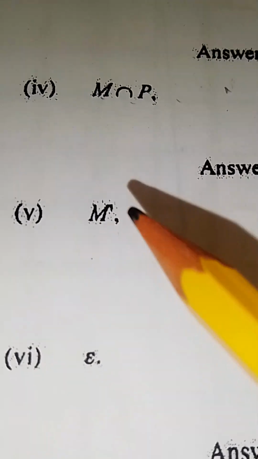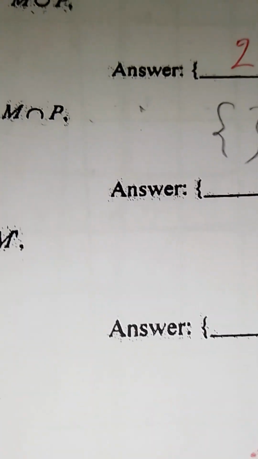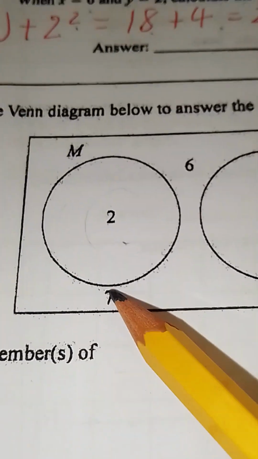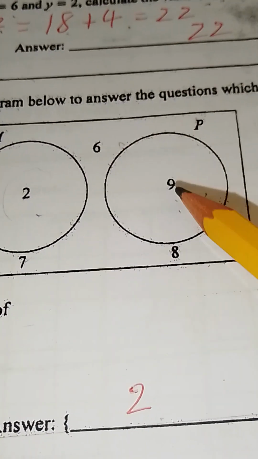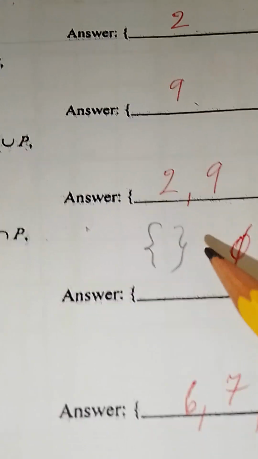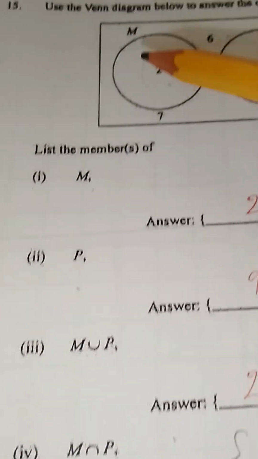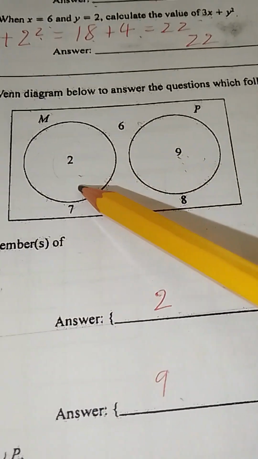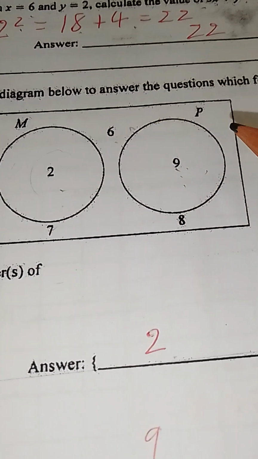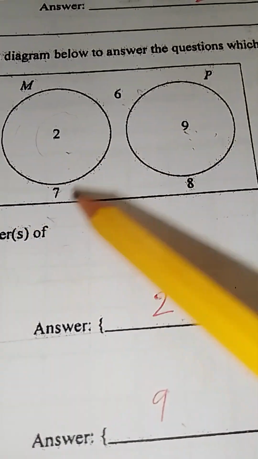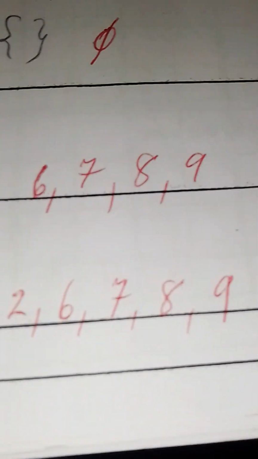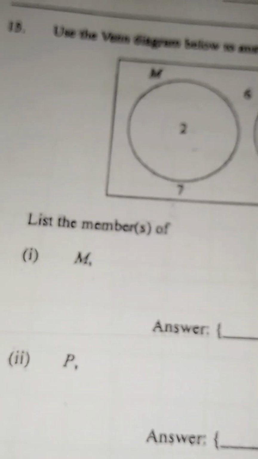M complement means not in M. What is not in M? Everything else: 6, 7, 8, 9. And finally, the universal set means everything that's in here, which would be 2, 6, 7, 8, and 9. Sorry about that, my bad.